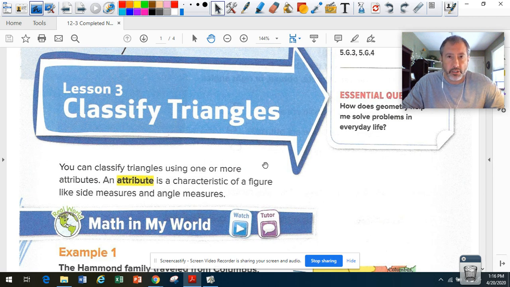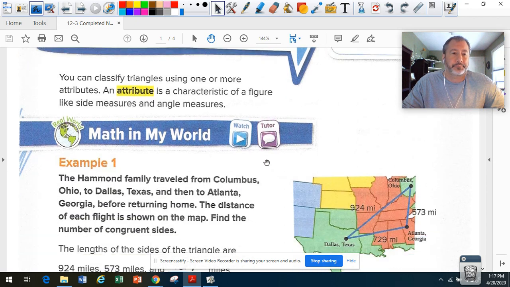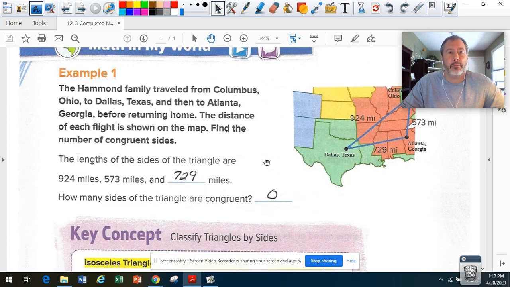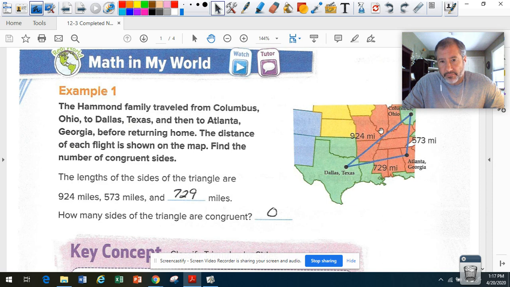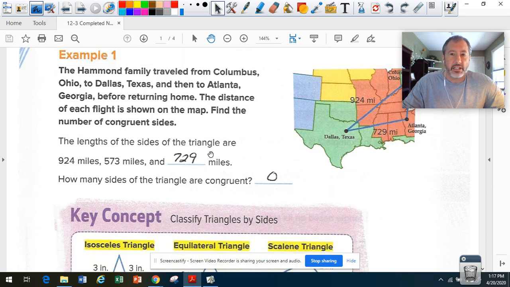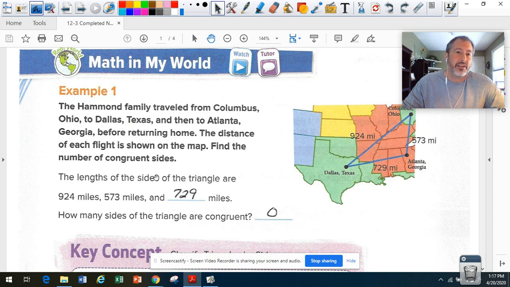Now there are some important symbols we're going to be using here, so make sure you follow along and add the symbols in as we go. It says the Hammond family traveled from Columbus, Ohio to Dallas, Texas, then to Atlanta, Georgia, before returning home. The distance of each flight is shown on the map. Find the number of congruent sides. So we're looking at these distances here.